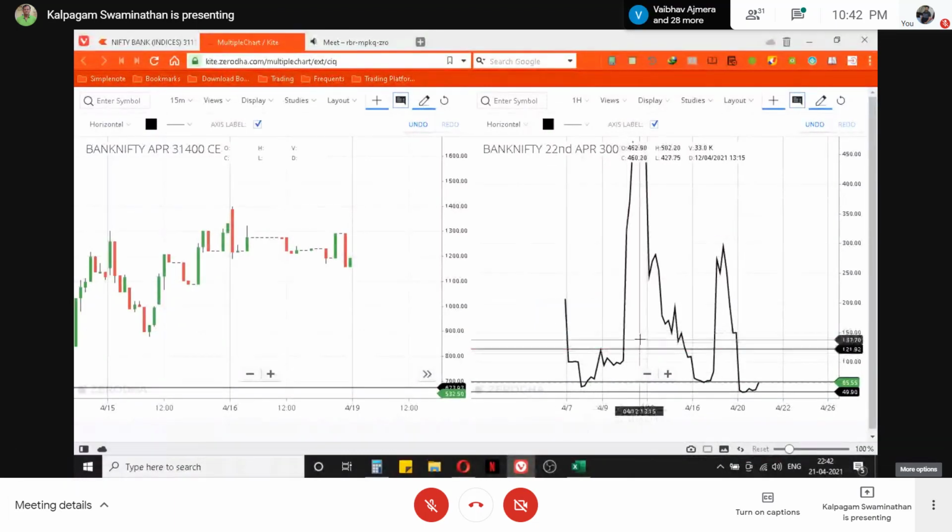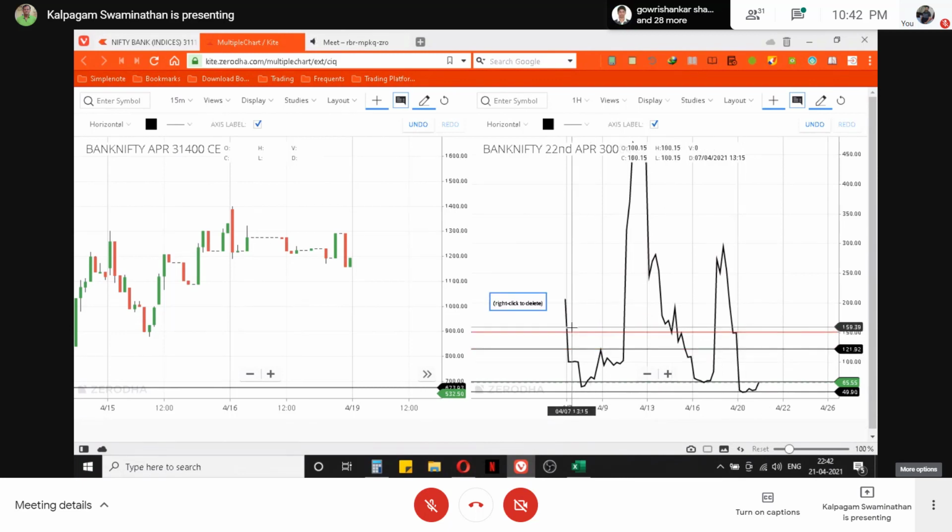Also, if a level has acted as support as well as resistance, like for instance this place, right? This one has been a support, it has been a resistance. Here it got respected for a short time. This is a nice area for me. So I keep marking up my lines like this.